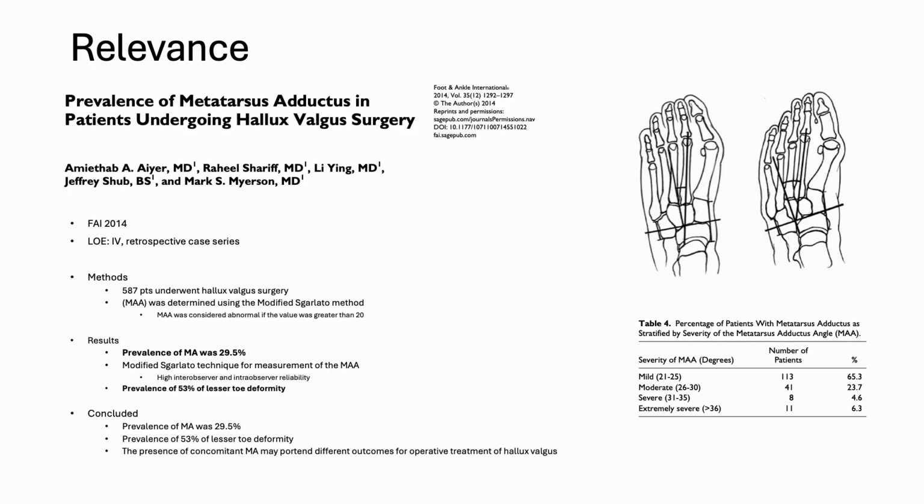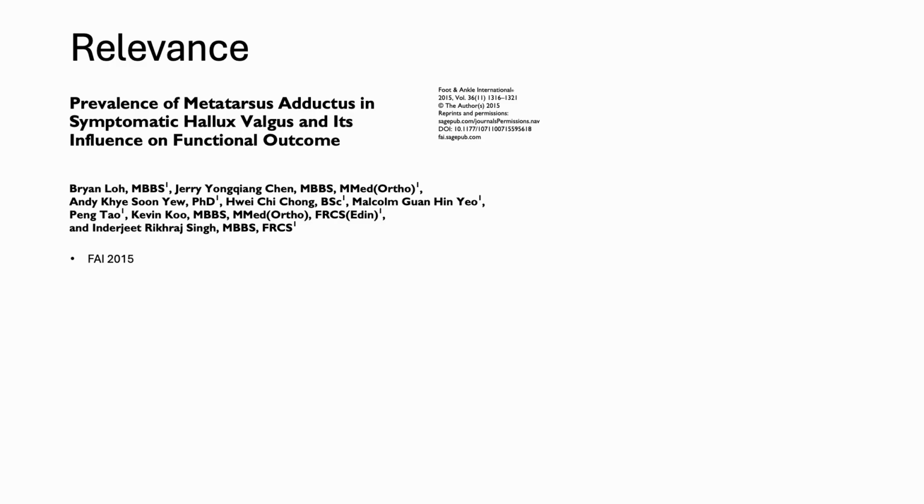What they were really highlighting, in my opinion, in this paper was that metatarsus adductus may cause different outcomes for hallux valgus. So when you do hallux valgus correction, you have to recognize the metatarsus adductus because it could change your outcomes. Now, this next study showed different opinions on that. It's a 2015 Foot and Ankle International Level 2 study, so a little bit higher. It's a prospective comparative study.